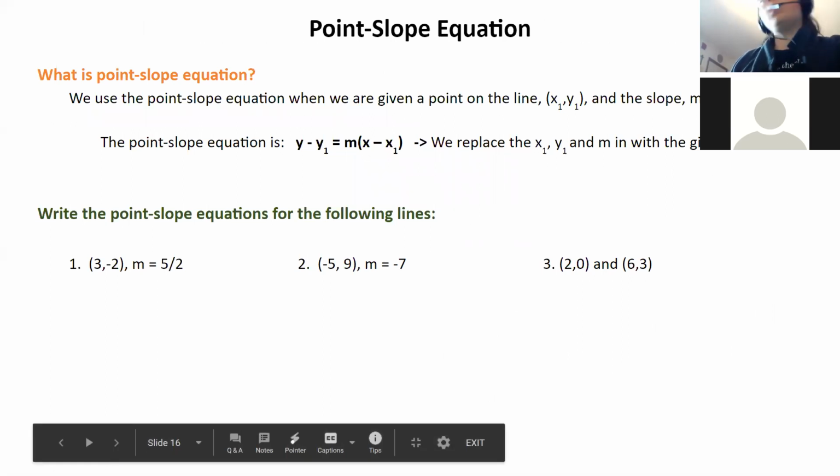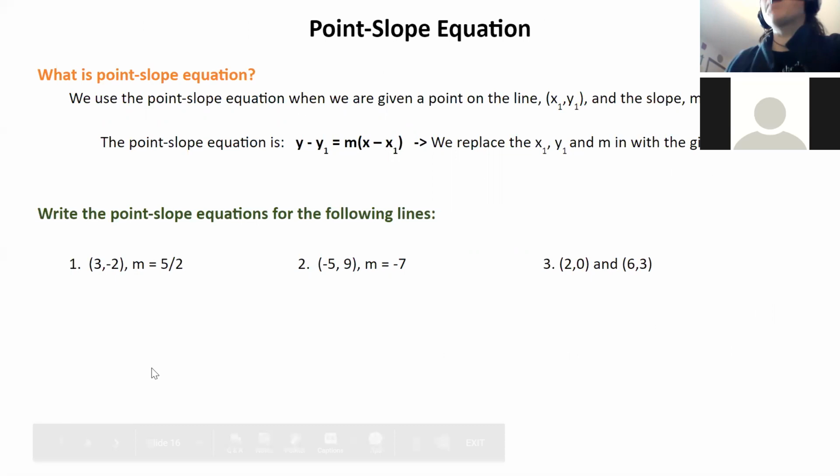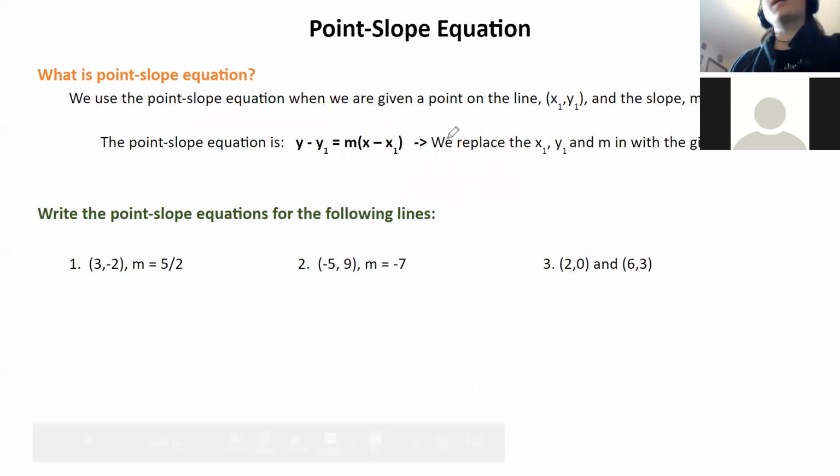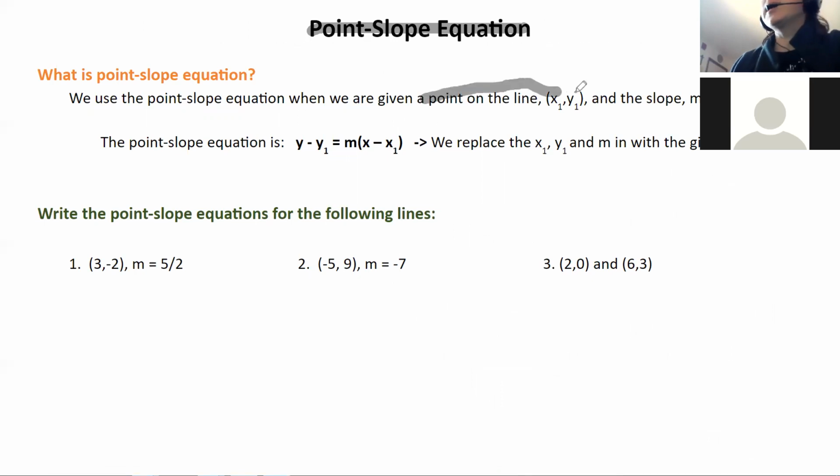Okay, so now we're going to talk about the point slope formula or equation. It's a little different, but you get the same idea. It's another way to come up with an equation. The point slope equation is what we use when we're given a point and a slope. And if we want to come up with an equation, this is an option of how to get that equation. This is the point slope formula. It is y minus y1 equals m times x minus x1.